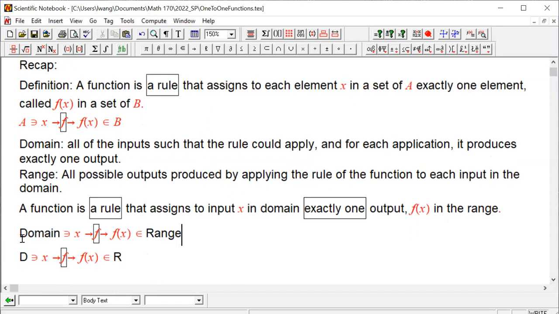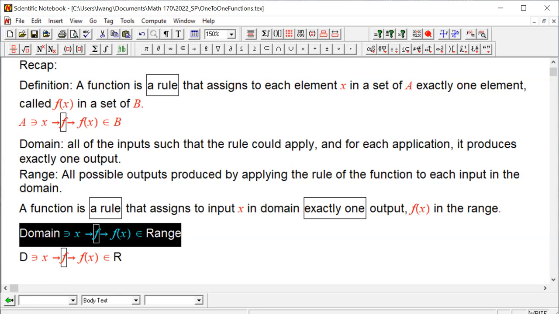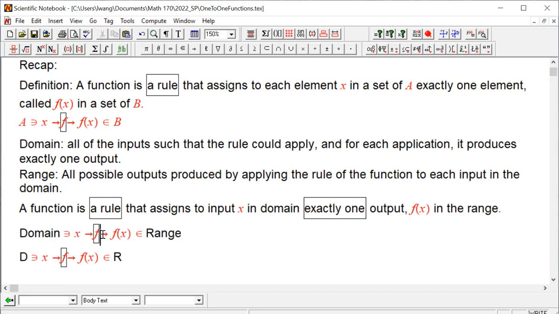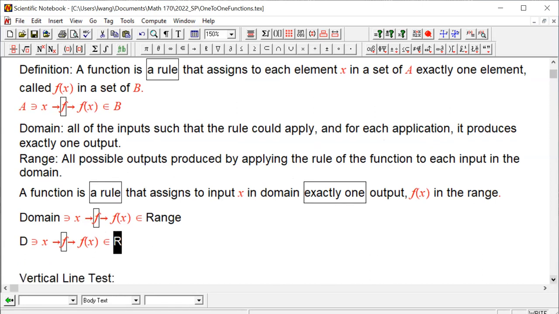In short, when we address a function, we talk about the rule. The rule determines what can be in the domain and what cannot be in the domain, and it also determines the range. So domain and range is a natural thing we'll be asking: if this is the rule, what is the domain, and what is the range? We went over examples.